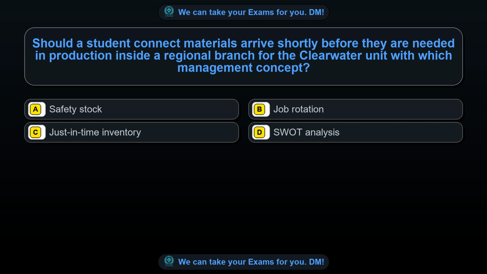Question 23. Should a student connect materials arrive shortly before they are needed in production inside a regional branch for the Clearwater unit with which management concept? Option A, safety stock. Option B, job rotation. Option C, just-in-time inventory. Option D, SWOT analysis. The correct answer is option C, just-in-time inventory.